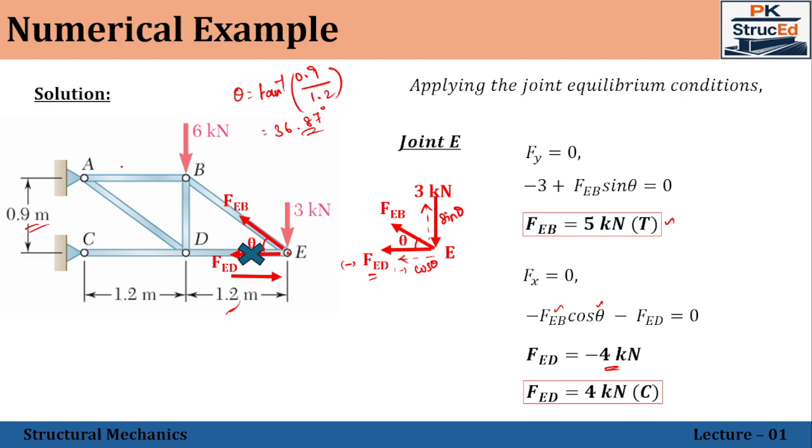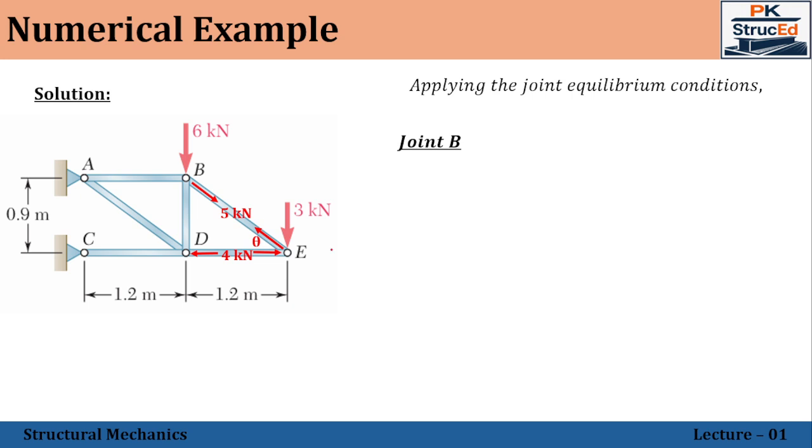So we are yet to find out the remaining 4 members. Next, we shall move with the second joint, that is joint B. So going with the joint B, we have 3 members connected to joint B, in which one has already been computed, which is in tension. Whereas the other 2 are unknown, and we have one external force acting, 6 kN in the downward direction.